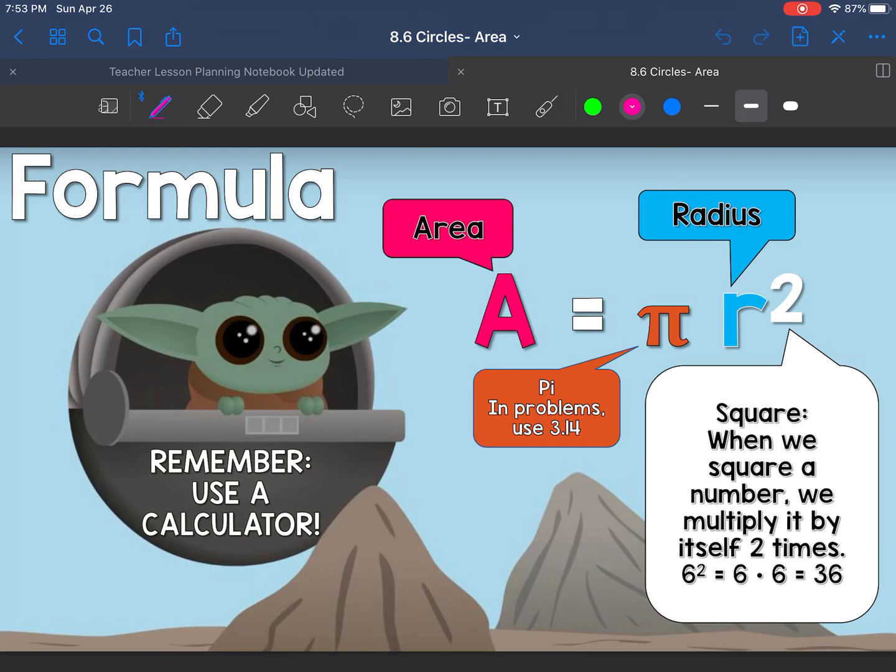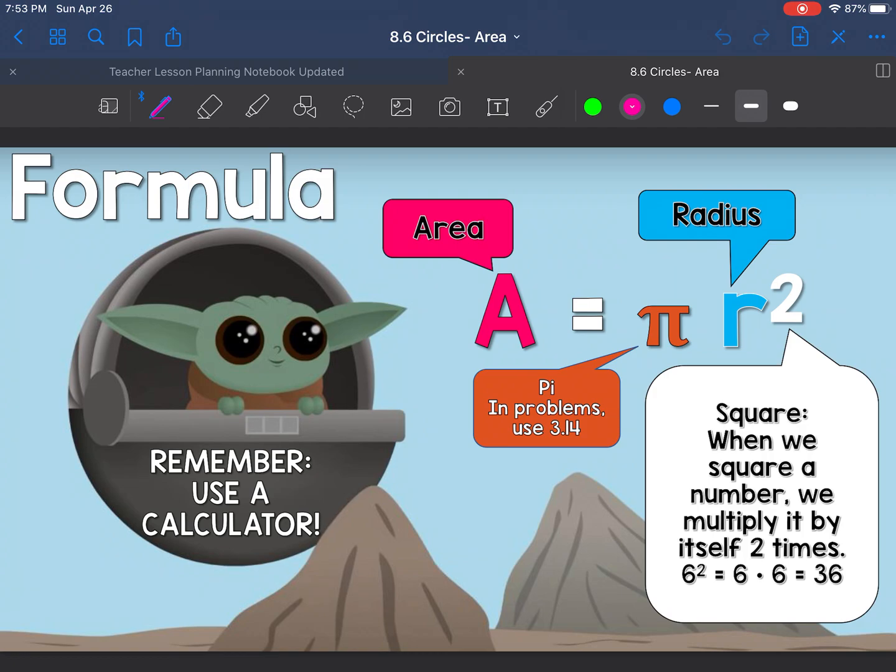So the A stands for area. Remember, the area is the space inside the circle. The pi, we talked about that last class. And for area, we're still going to use 3.14 to represent pi. The R is the radius. Remember, the radius is half of the diameter, okay? So the radius is any point around the outside of the circle to the inside of the circle. So it's half of the diameter.